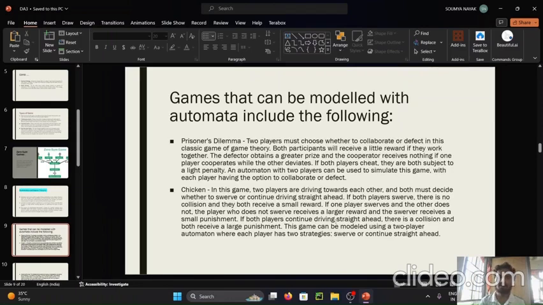We move to the second game, the game of chicken. In this game also, two players are driving towards each other. Both must decide whether to swerve or continue driving straight ahead. If both players swerve, there is no collision, and they both receive a small reward. If one swerves and the other does not, the player who doesn't swerve receives a larger reward, and the person who swerves receives a small punishment. If both players continue driving straight ahead, there is a collision, and both will get a large punishment. So here the automata also tells us that we have two options, either to swerve or to go straight. So this is all about the second game.